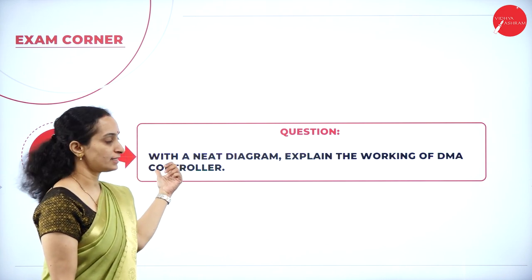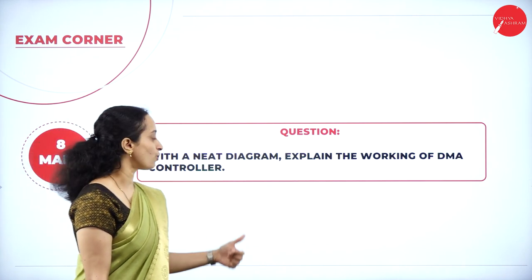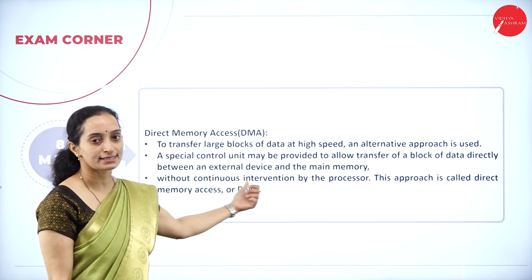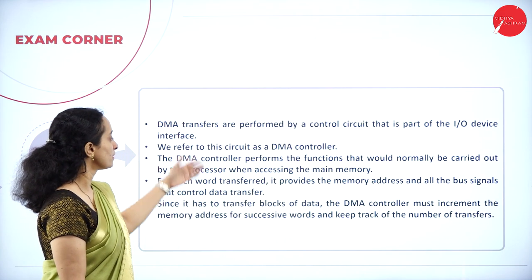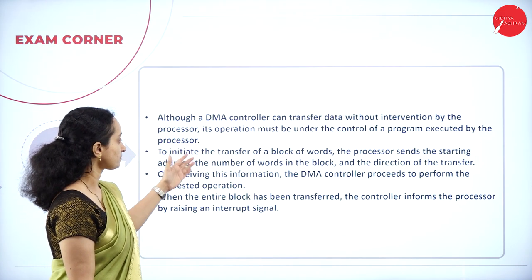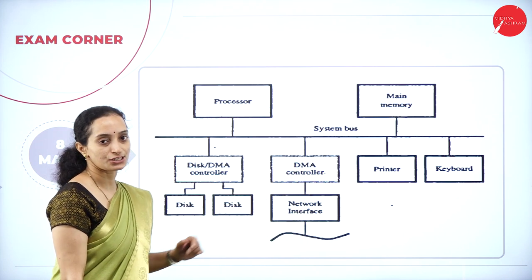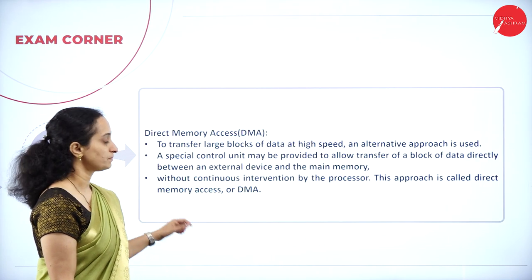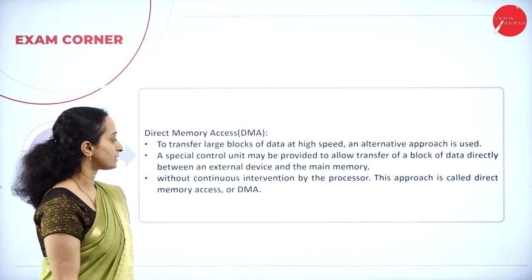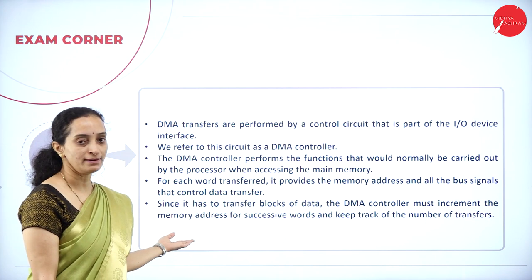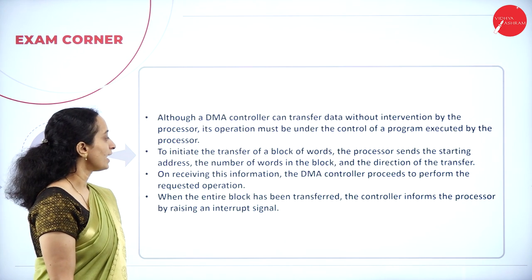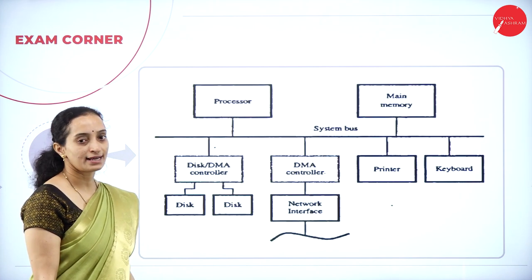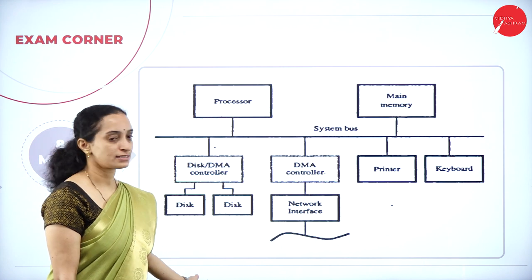Next question is, with a neat diagram, explain the working of the DMA controller. Here we have the direct memory access. The explanation is given here. You can have the explanation and the diagrammatic representation of the DMA. You can consider the explanations. The next explanation you can have is this one. Next, you can have the explanation like this. And you can add the diagram to the explanation.